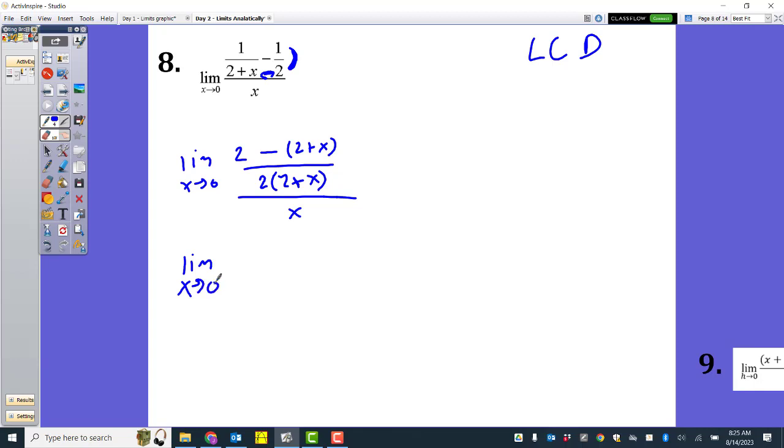2 minus 2 gives us 0. We have to remember to distribute the negative to that x there, so negative x over. This x can just move up to that denominator. If you don't know how to do that, ask me in class one day. But that x just moves up to the denominator, so 2 times 2 plus x. Now we have an x on top and an x on bottom that'll cancel. Oops. Limit as x approaches 0 of negative 1 over 2 times 2 plus x.